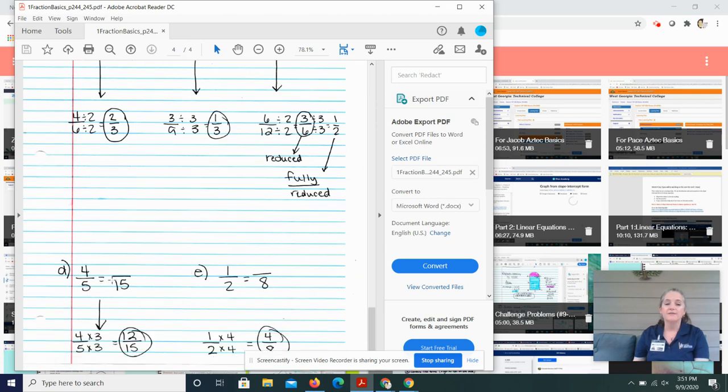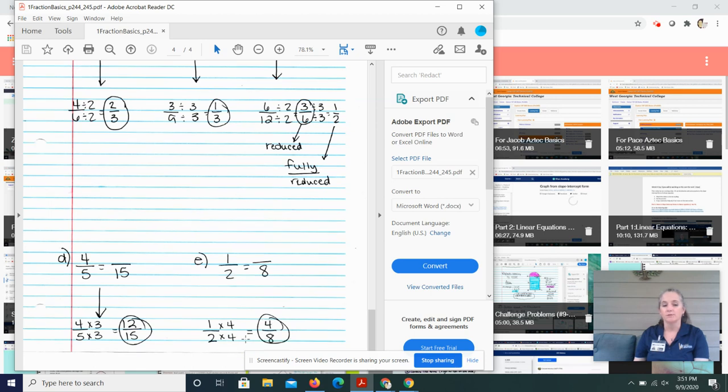So 5 times 3 is 15, right? So if we multiply 5 by 3, we have to multiply 4 by 3. So 12/15. And then 2 times 4 is 8. So we multiplied 1 by 4 to get 4. So 1/2 equals 4/8. So you raised both of those higher.